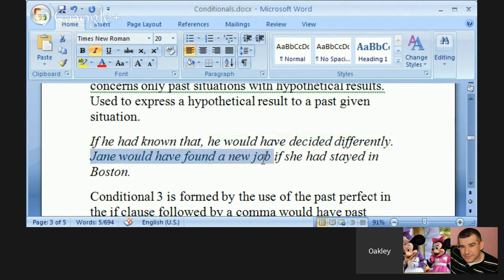One more. Jane would have found a new job if she had stayed in Boston. Okay, we know that this is not true. Jane didn't find a new job. She's not going to. It's all over. She no longer lives in Boston. So the entire, both the premise of the condition itself and the hypothetical result are complete malarkey. We know that. We're exercising complete Monday morning quarterback, backseat driving. We're talking about things that never happen or never going to happen.